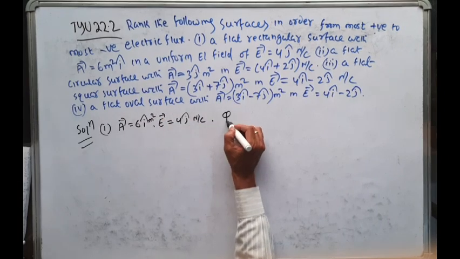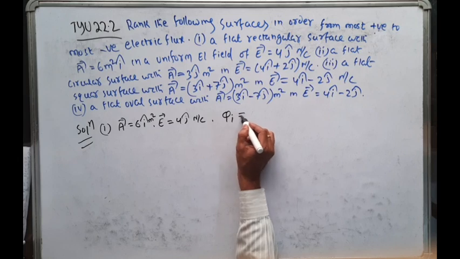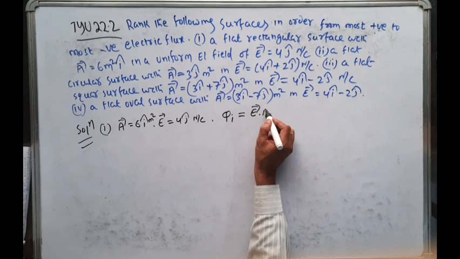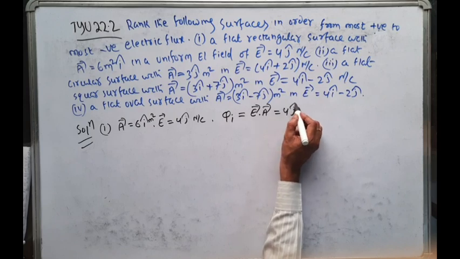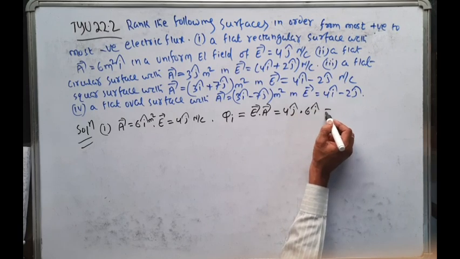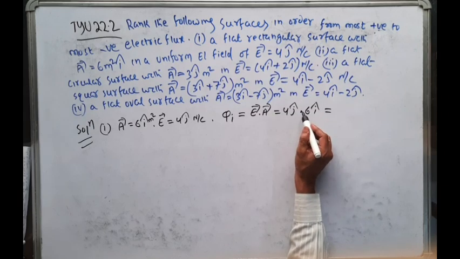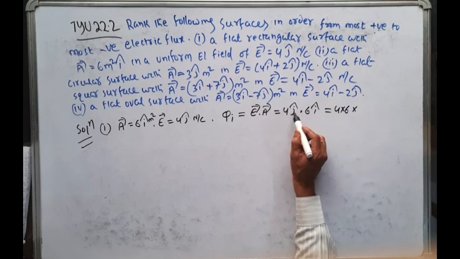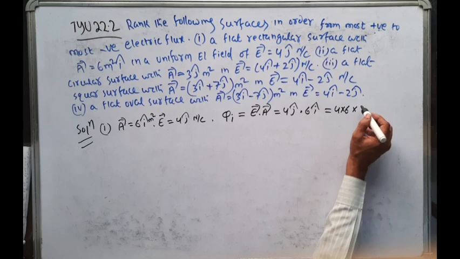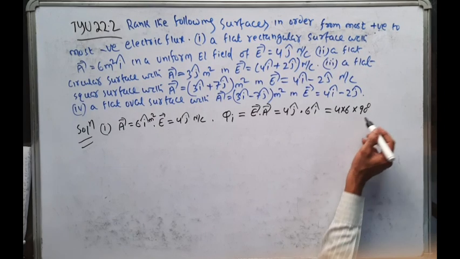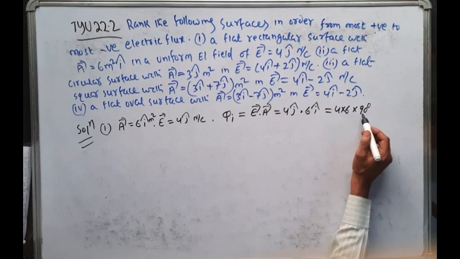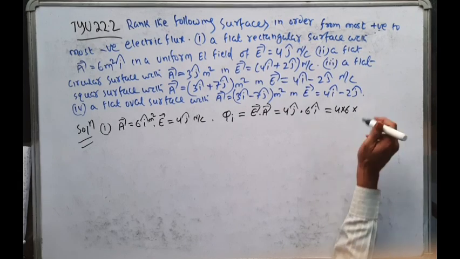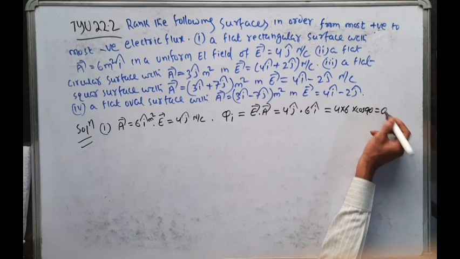So here first find out the flux. The flux in the first case is equal to what? E dot A. So E is 4 ĵ, dot the area 6 î. You know ĵ dot î is equal to 0, because A dot B is equal to AB cos theta. Here theta is the angle between î and ĵ. Î is the unit vector along the x axis, ĵ is the unit vector along the y axis, so the angle is 90 degrees, cos 90 is 0. So flux is equal to 0.